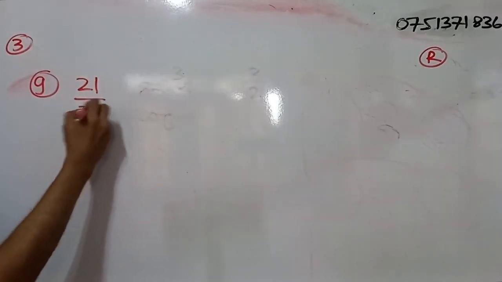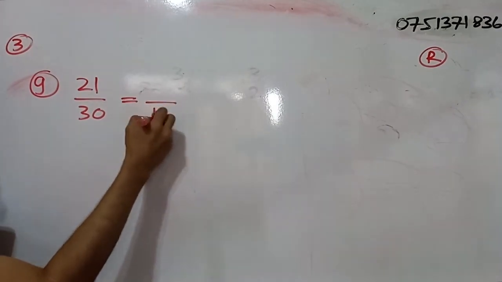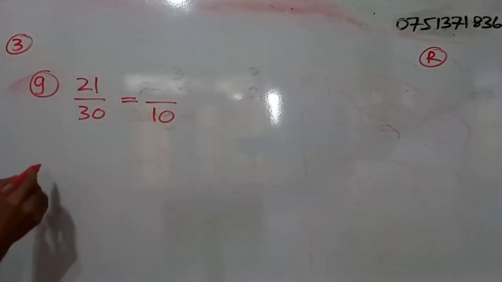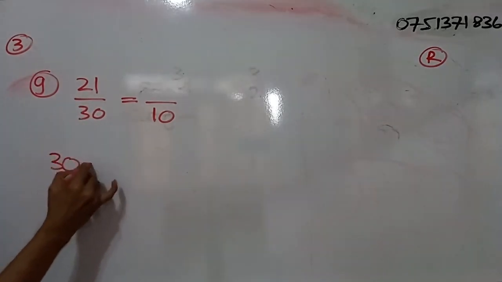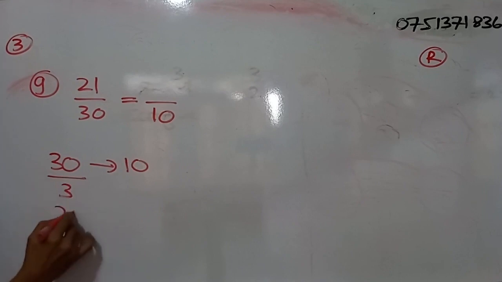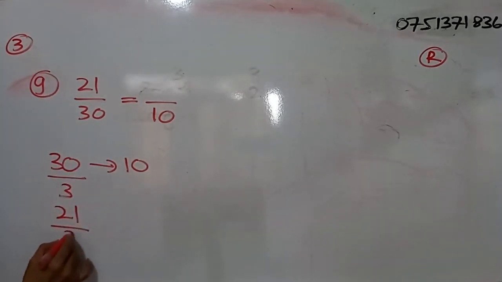21 by 30 is equal to something, but the denominator is 10. We don't know the numerator. How do we convert this 30 into a 10? By dividing it by 3. So definitely we have to divide the numerator by 3 as well. So we get what? 7.